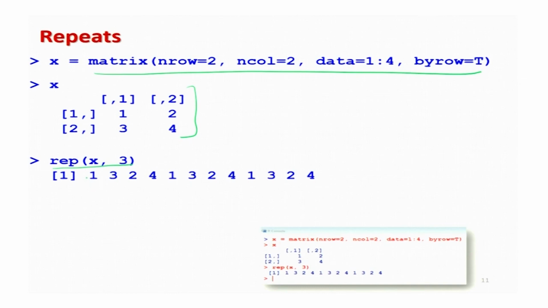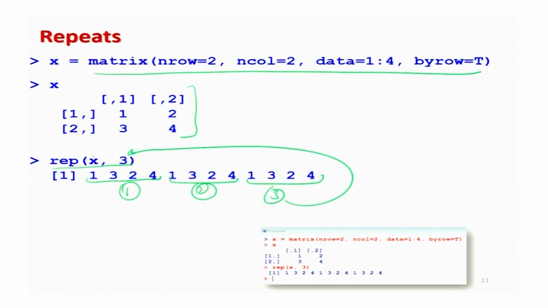If you see here, the outcome is 1 3 2 4, 1 3 2 4 and 1 3 2 4. This is 1 time, 2 times and 3 times. So this 3 corresponds to this 3, and the data has been arranged like 1 3 2 and 4. So you have to understand how the matrix is going to be repeated when you use the rep command. Well, actually you don't want this. You wanted the matrix X like this, 1 2 3 4, and then 1 2 3 4 again, and again 1 2 3 4.